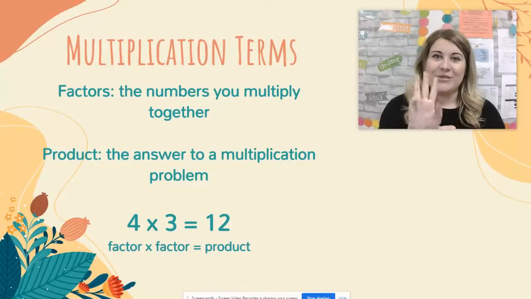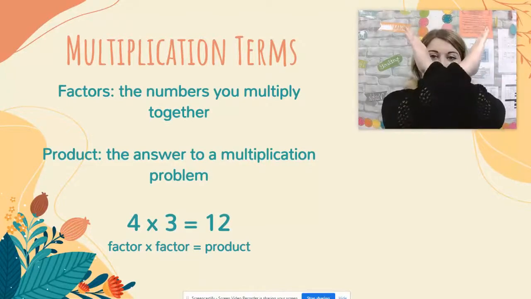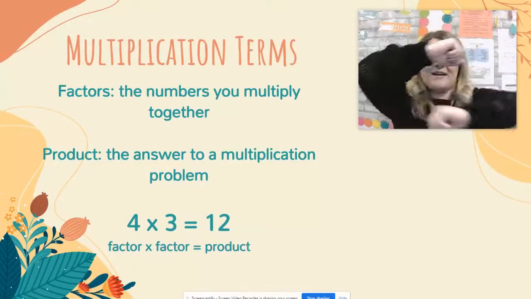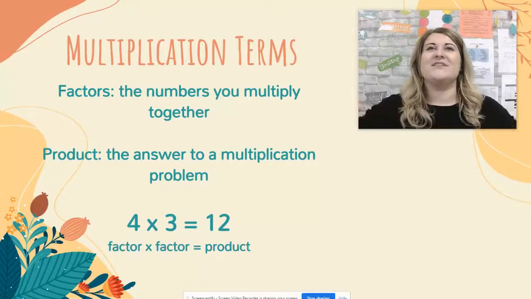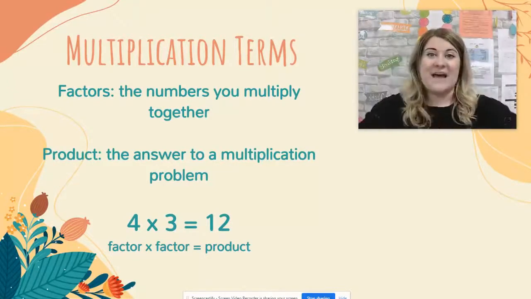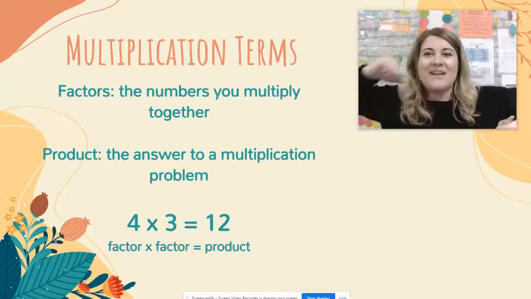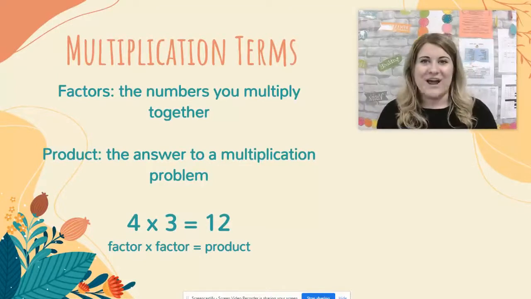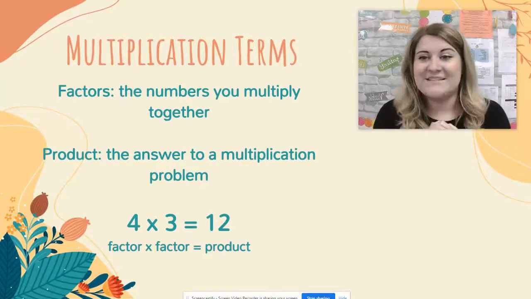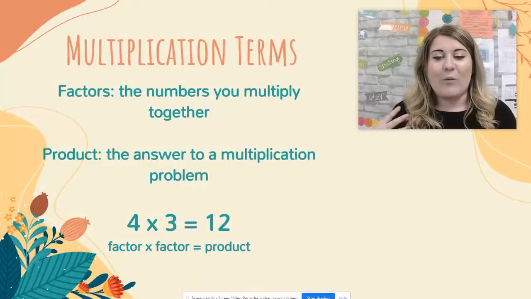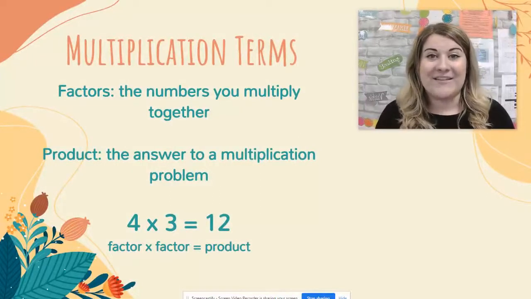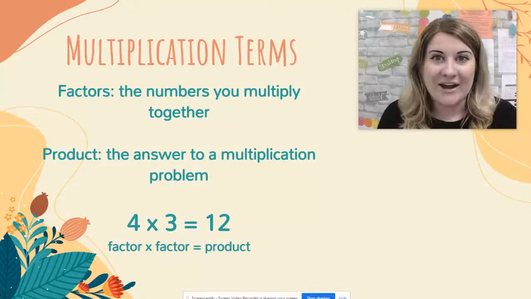1, 2, 3. A factor times a factor equals a product. One more time. A factor times a factor equals a product. Awesome job, guys. It sounded great. So a factor is one of those things that you multiply together to get a product.